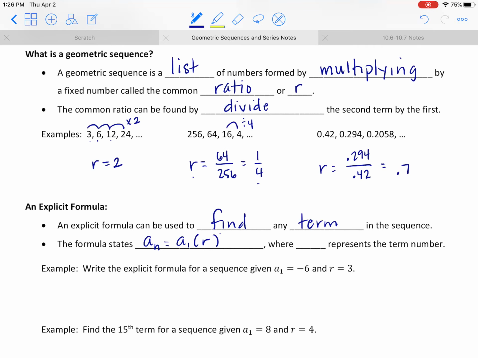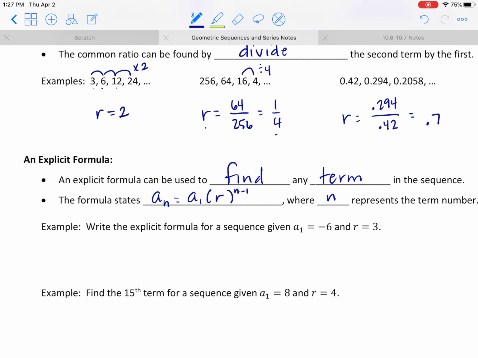So it says that any term on this list can be found by taking the first term and multiplying by the common ratio and raising that to the n-1 power, where n represents the term number. We saw a sub 1 yesterday as the first term, and then r we just defined as our common ratio. So let's write an explicit formula.